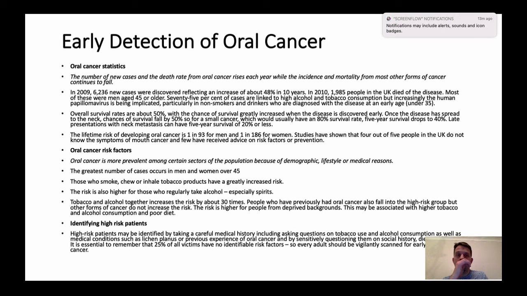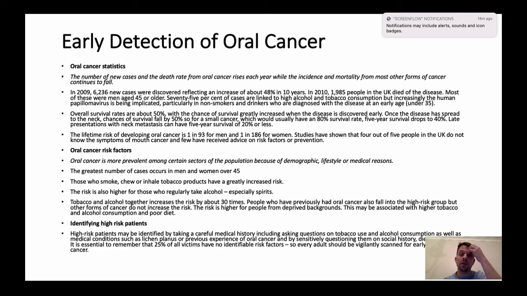Okay, moving on to early detection of oral cancer. Oral cancer cases are actually pretty high. The average age is men and women about 45 and older. Survival rate, unfortunately, is not too great, so the sooner we can basically pick it up, the better. Lifetime risk of developing oral cancer is 1 in 93 for men and 1 in 186 for women.